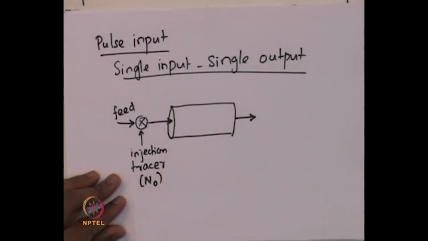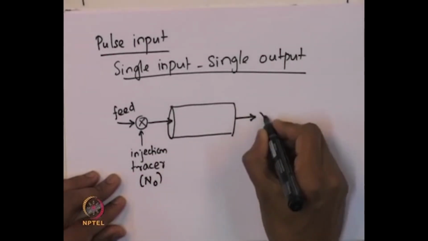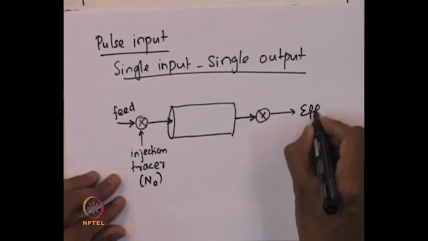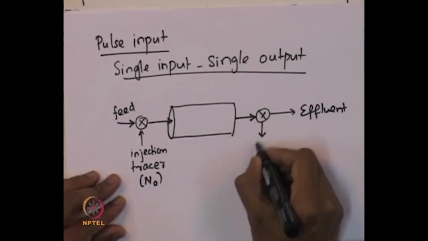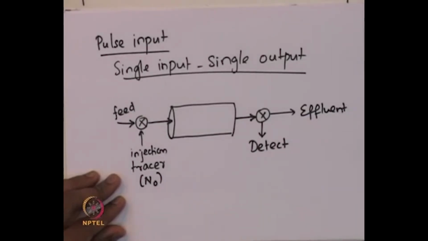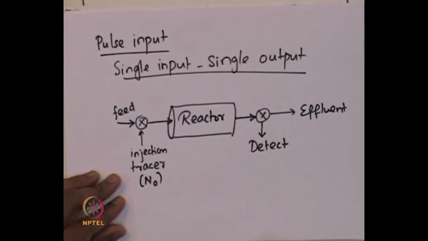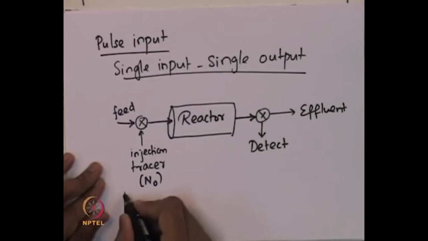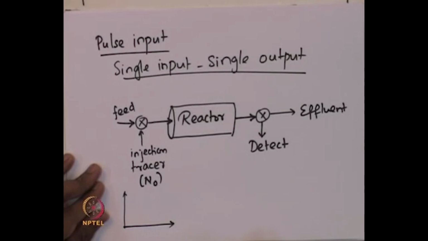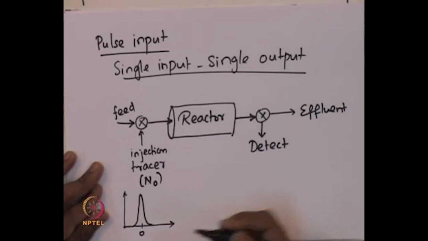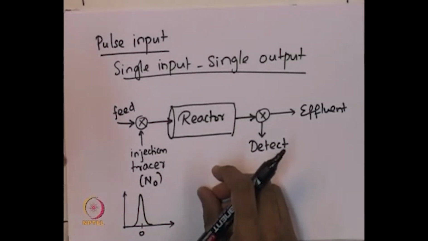We will describe in a short while what is meant by a pulse tracer injection. And then suppose there is an effluent stream, and we can detect the concentration of the tracer in the effluent. So, this is a reactor and it has a single input and a single output. Now, the tracer that is injected has to be a pulse at a certain time. So, let us say at time t equal to 0, we inject a pulse of tracer, that is, a certain concentration of the tracer is injected into the reactor in as short a time as possible. That is what is called a pulse input.